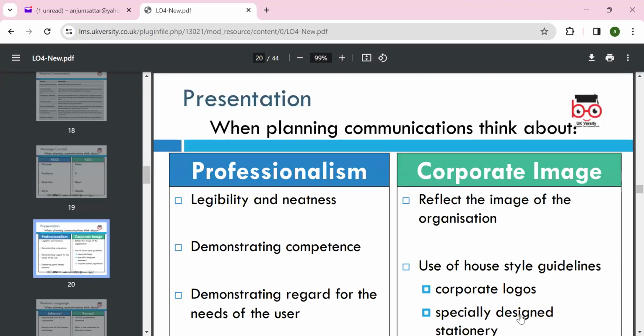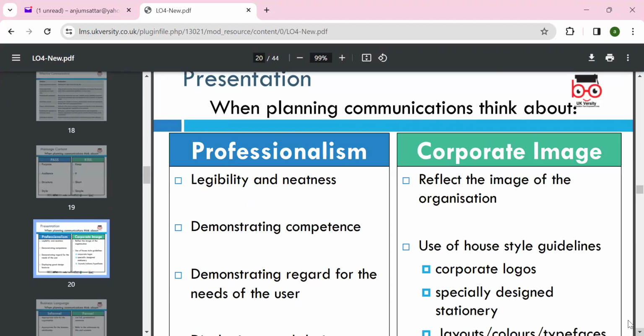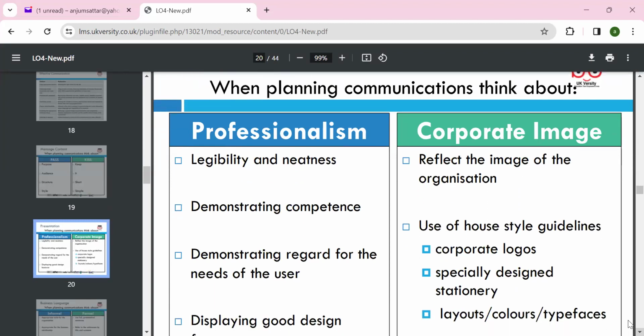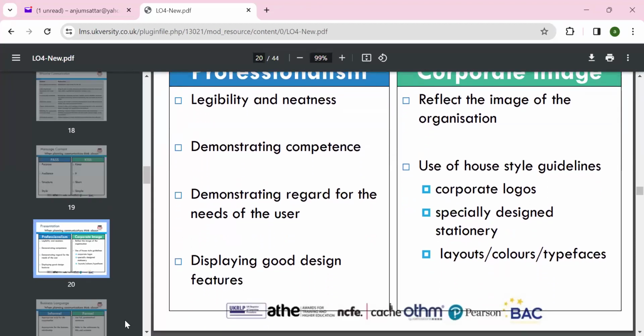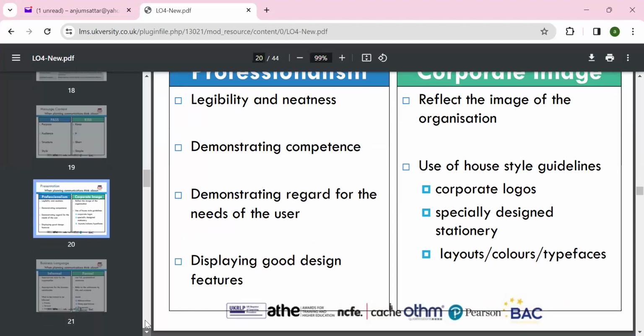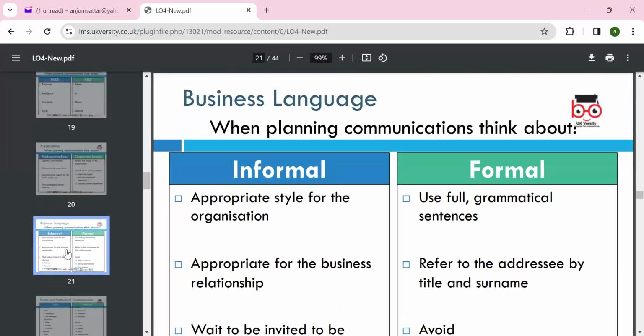Presentation always needs to be made sure of when we communicate: professionalism, neatness, demonstrating competencies. Corporate image reflects on the corporate, so logos, styles, colors, schemes and displays in your reports as well as in your communication, you can use these. Always we try to be more consistent in the company.